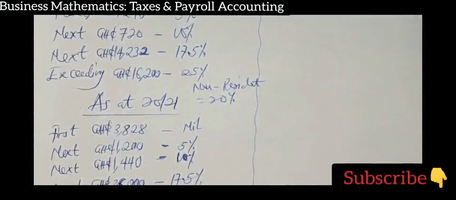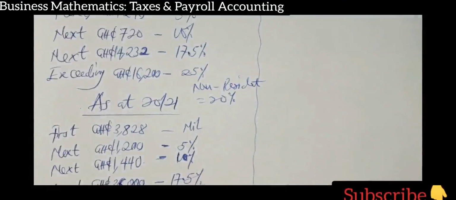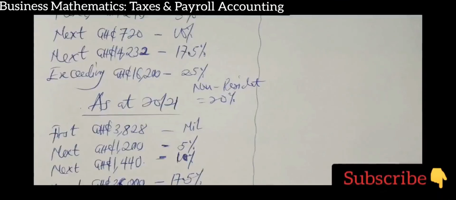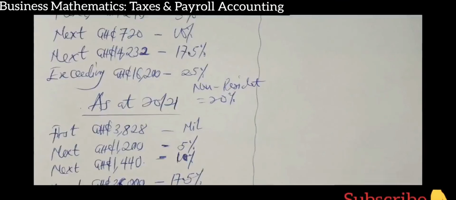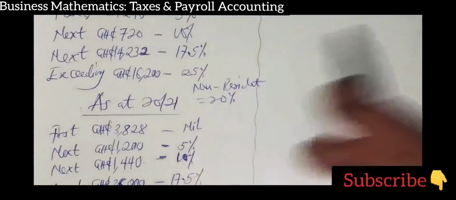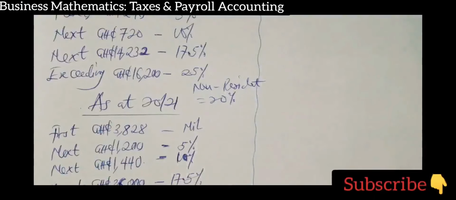And that's for the residents. With the residents, you see they are on different levels, but with the non-residents, in both the previous and current year, they are on a flat rate basis. 20% was for the previous, but now it's 25%.